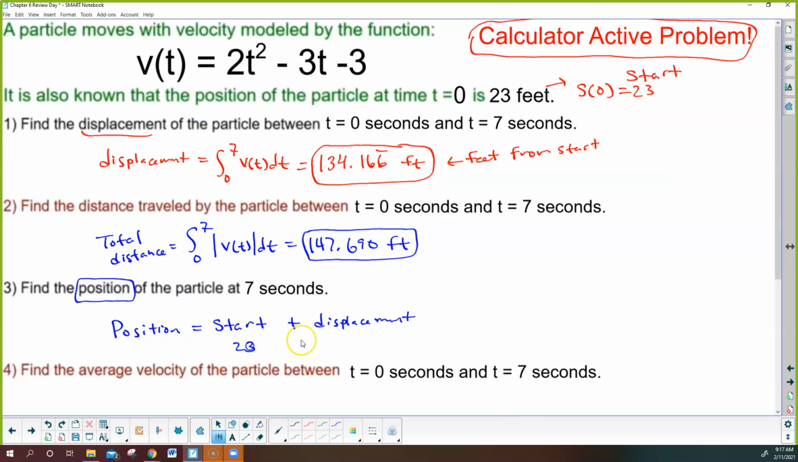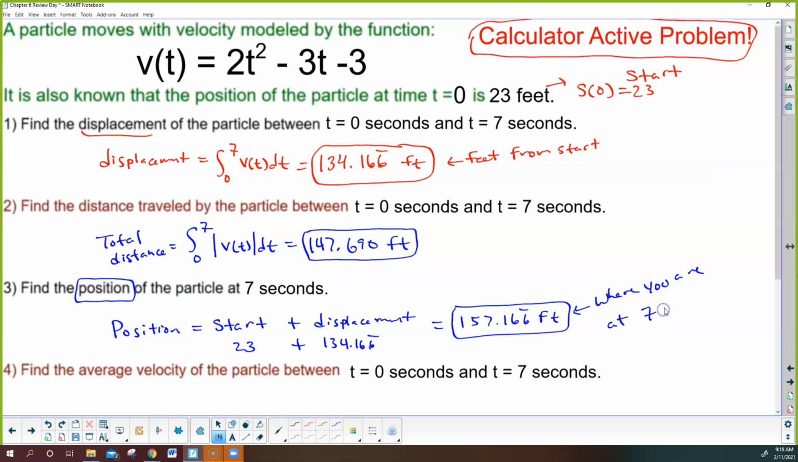We started 23 feet ahead, and all I have to do is add my displacement, and then I can get my final answer. So if I add 23 to this, what is that? 157.166 repeating. And this is my ending location, right? So your position is exactly where you are at the end, which is at 7 seconds.